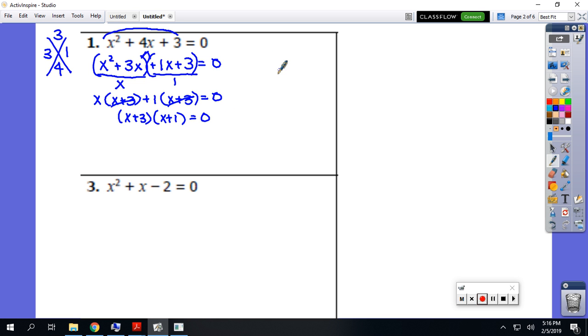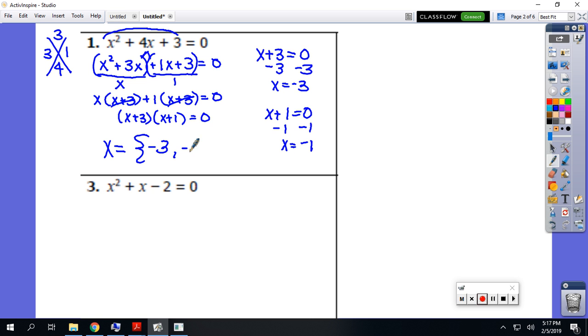Next, setting each of these equal to 0 and solving. So x plus 3 equal to 0. I subtract 3, so I get x to equal negative 3. X plus 1 equal to 0. I'm going to subtract 1 on both sides. I get x to equal negative 1. So this has two solutions of negative 3 and negative 1.